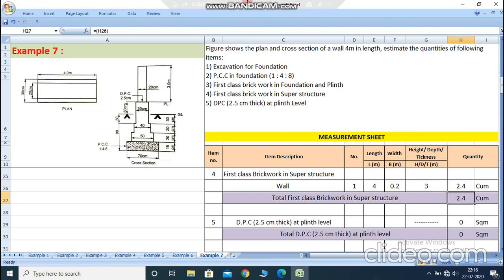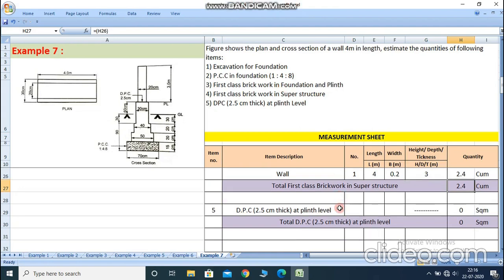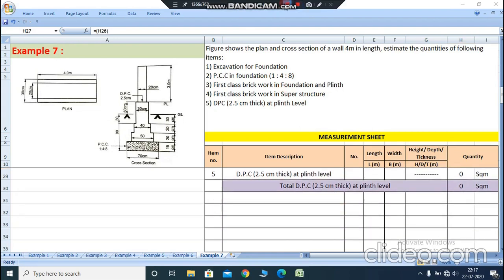Now the last part is DPC at the plinth level. So DPC is a damp proof course. Now the last item of this example is DPC of 2.5 centimeter thickness at the plinth level. So first, what is DPC? DPC is a damp proof course, and the thickness is already given as 2.5 centimeter.